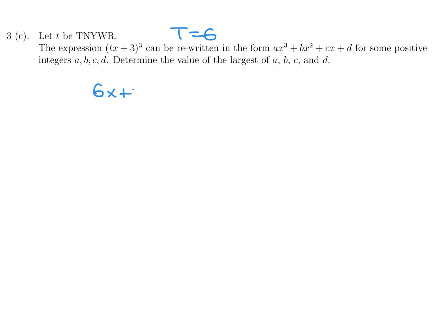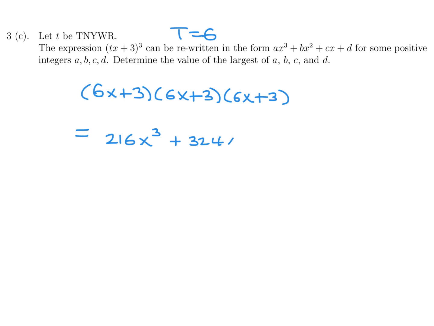So 6x plus 3, all to the power of 3. So basically that 3 times. Now when you expand it all out, I'll let you expand it all out. I'm sure you can. I don't need to walk you through it. It'll be 216x to the power of 3 plus 324x squared plus 162x plus 27. So that's a, that's b, that's c, that's d, and the largest of those is 324.